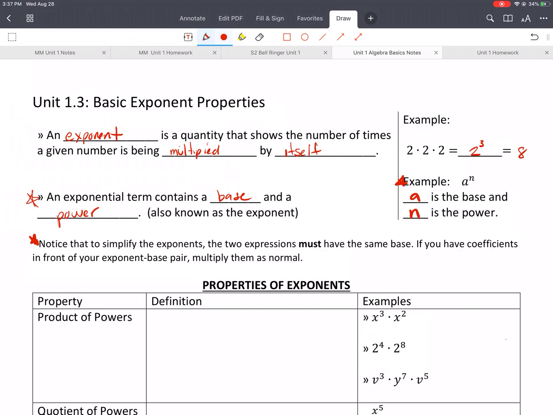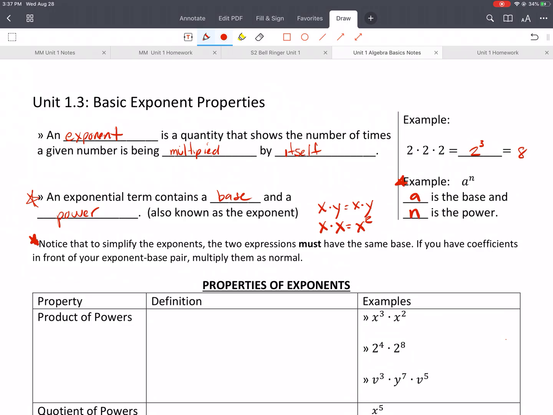All right, notice that to simplify the exponents, the two expressions must have the same base. So if you multiplied x times x, well, that is x squared. But if we did x times y, we can't simplify that. We can't combine them. It would stay the same. Okay, so it's only the ones that have the same base.